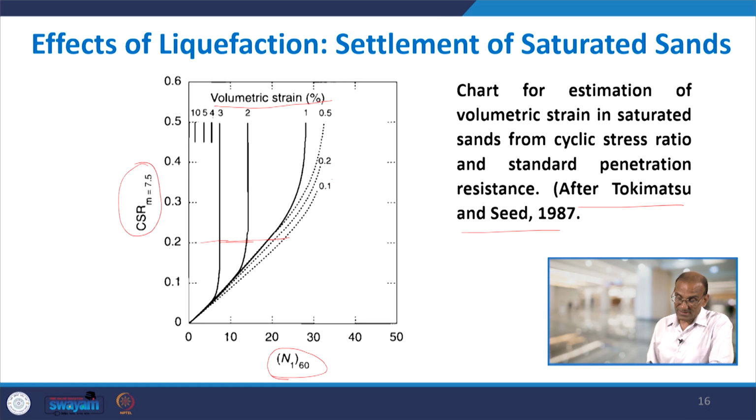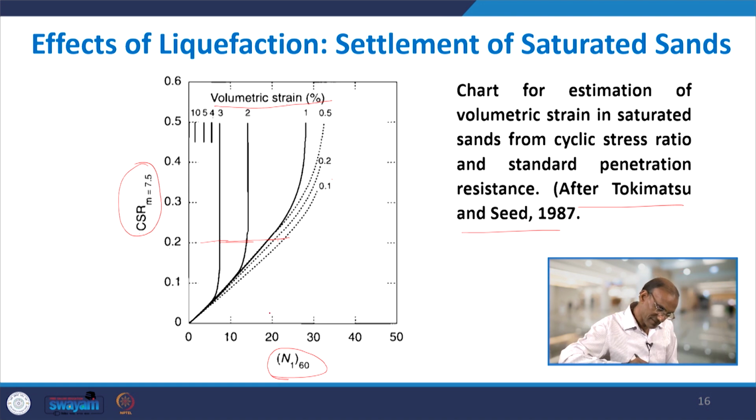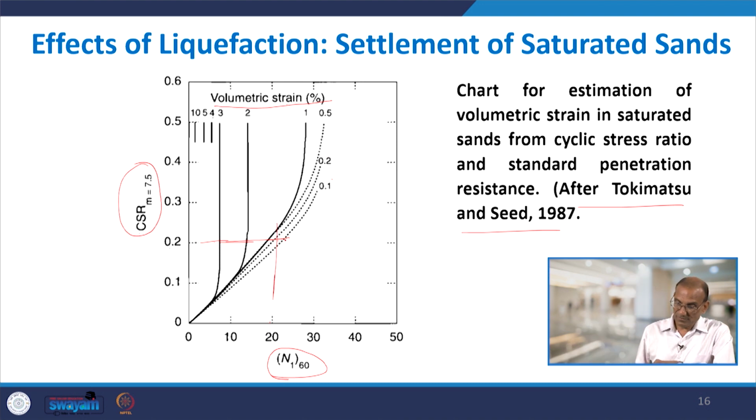Similarly, for the same value of SPT, if I draw a line here, then what happens? The volumetric strain increases as the CSR increases, that is the cyclic stress ratio. If you increase the cyclic stresses, then it will increase. So, that means volumetric strain depends not only on SPT, but also on the cyclic stresses applied, on the amplitude of cyclic stresses, which is expected.